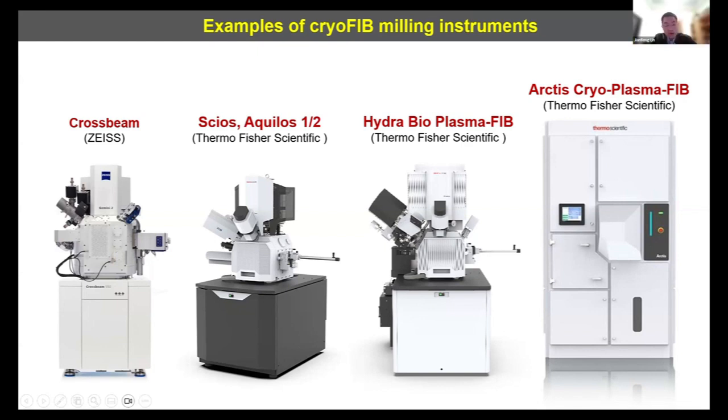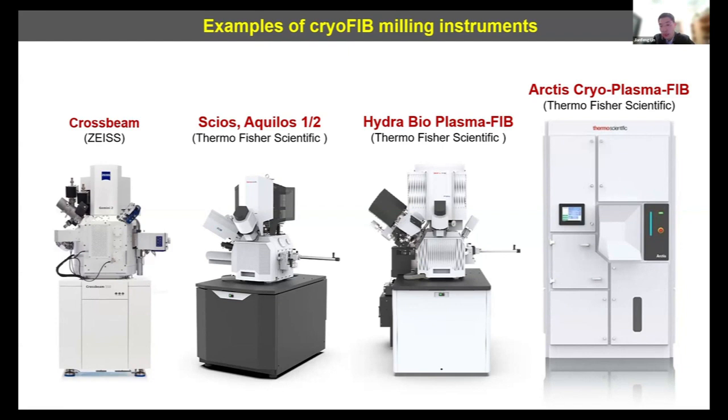For cryo-FIB milling, there are now several companies that provide instruments for this kind of work. The Zeiss Crossbeam is used in several facilities. But currently, the most dominant instruments are still from Thermo Fisher Scientific. For example, here this is the Scios, an older generation. Nowadays most labs already use the Aquilos, either the 1 or, in most labs, the 2. Some labs already have a plasma FIB, either the Hydra or the Arctis. The Arctis is the most advanced instrument for cryo-lamella preparation.